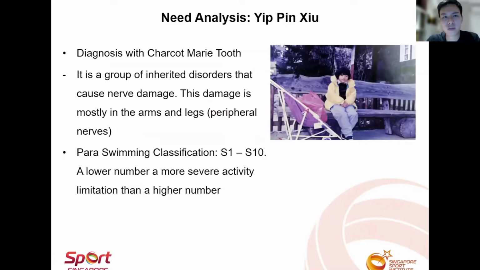For need analysis of Yip Pin Xiu, one, she's diagnosed with Charcot-Marie-Tooth. It is an inherited disorder that causes nerve damage, which affects the arms, legs, and peripheral nerves. In para-swimming, classification itself is from S1 to S10, with a lower number showing a more severe activity limitation than a higher number.